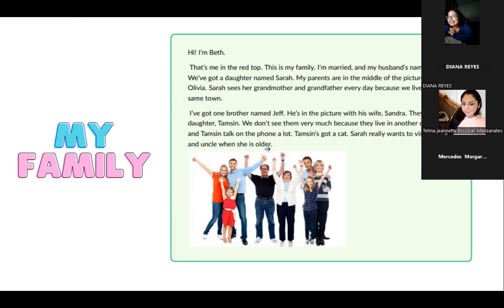Hi, I'm Beth. That's me in the red top. This is my family. I'm Mary and my husband's name is Tim. We have got a daughter named Sarah. My parents are in the middle of the picture, Jack and Olivia. Sarah sees her grandmother and grandfather every day because we live in the same town.